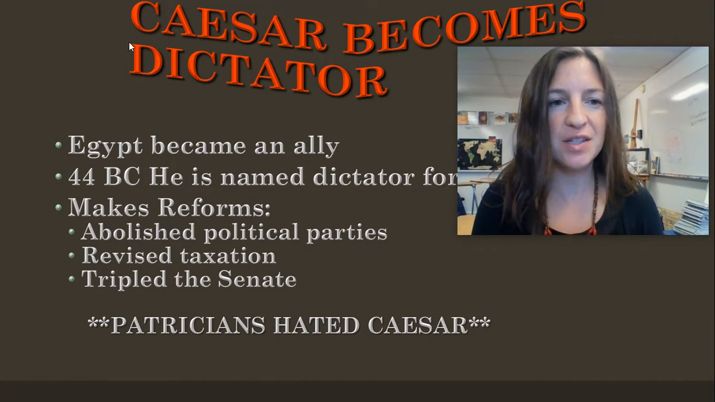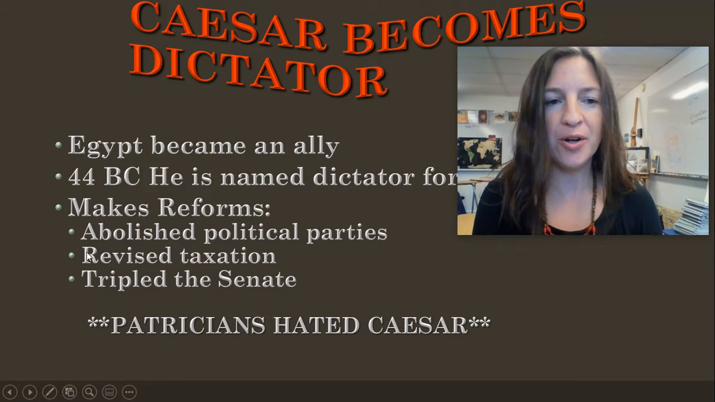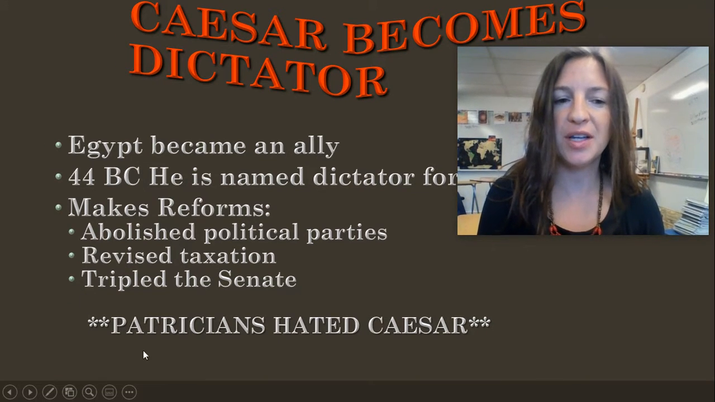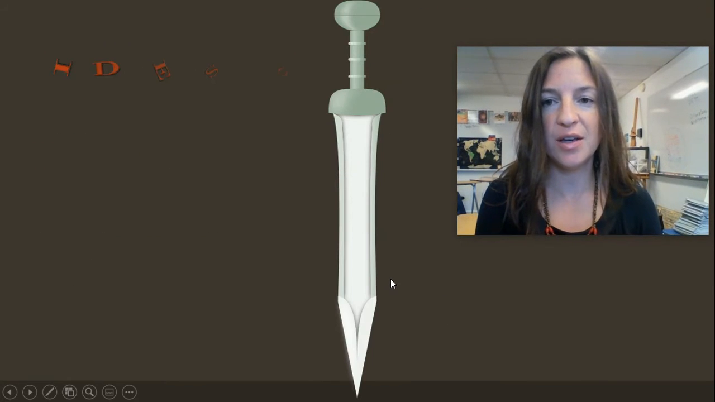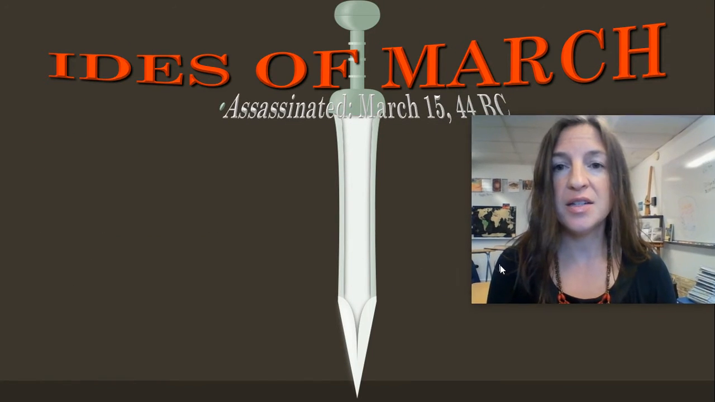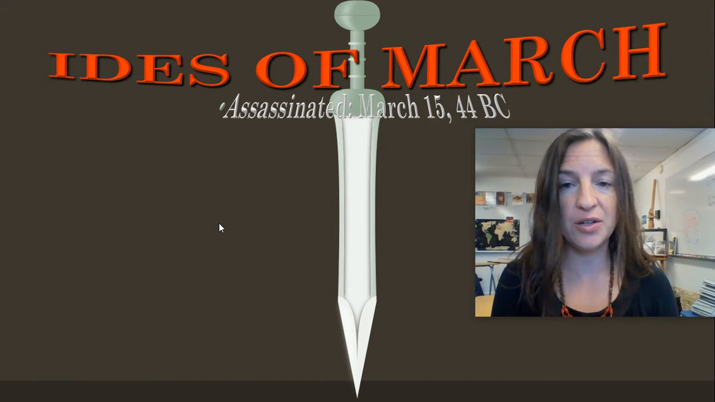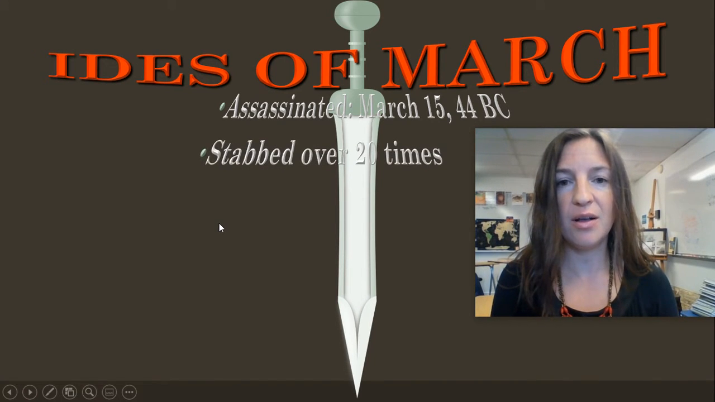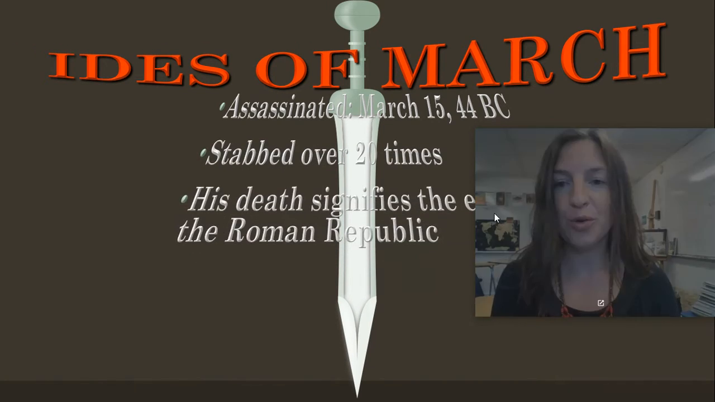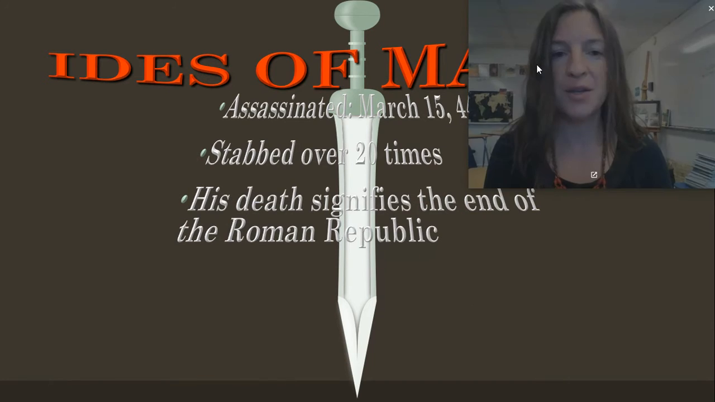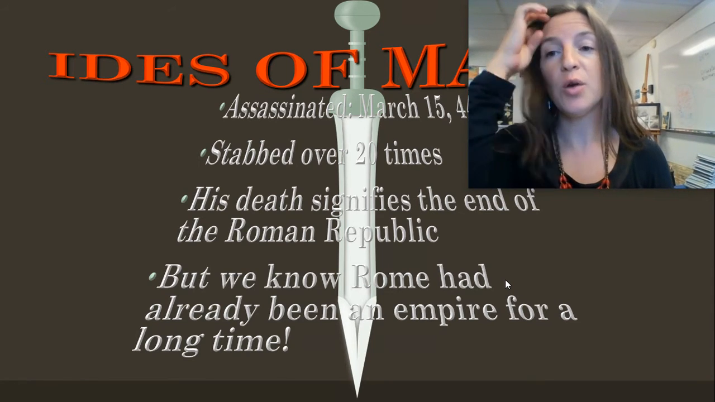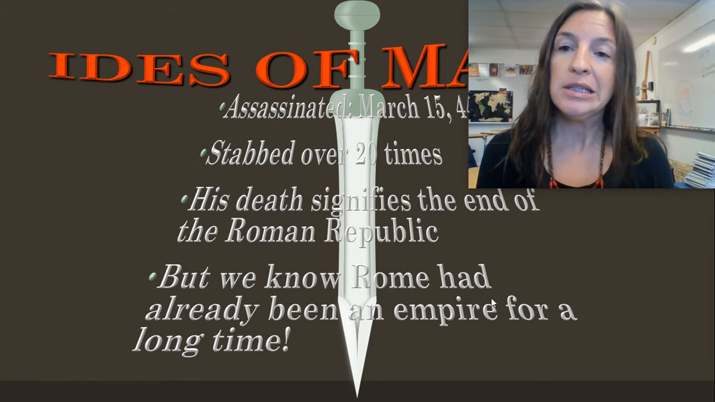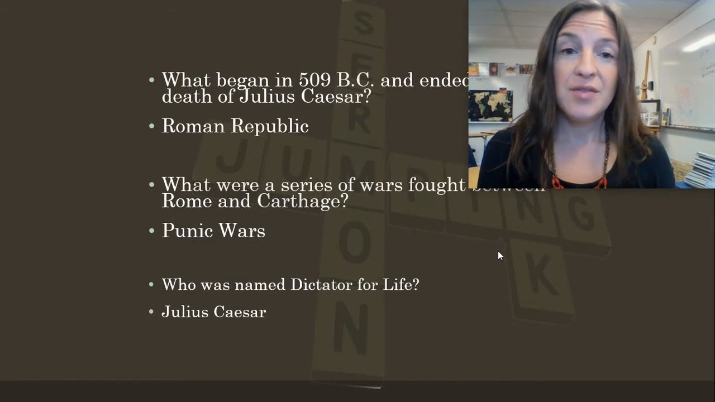So these are things that Caesar did: abolished political parties, revised taxation, and tripled the Senate. Patricians hated him. He was ruining the Roman Republic. He was ending it forever. And he ends up being assassinated, and there are several that contribute to his assassination, kind of this anger over ruining a representative government. And Rome had already been operating like an empire with all of its land grabs. But now it's going to have dictators as well.